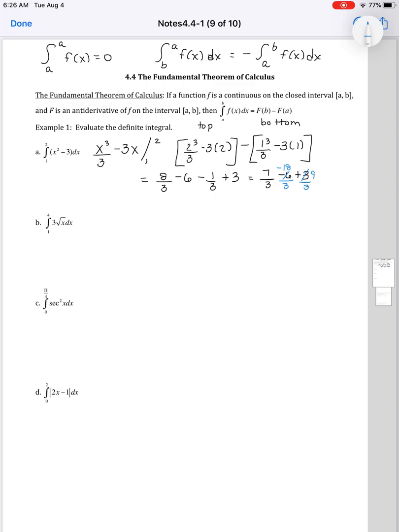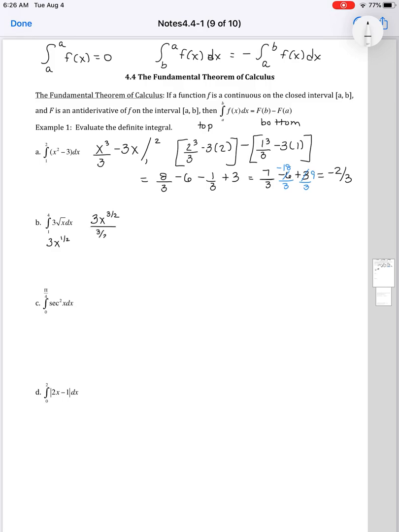7/3. And then if we get common denominators here, if I make these guys all 3, that gets me 9, that gets me negative 18. And I end up with a negative 2/3 final answer for that. Okay, so again, you integrate first, then you evaluate by subbing in the top number and taking away when you do it with the bottom number.